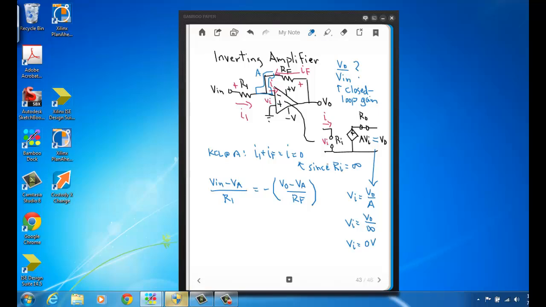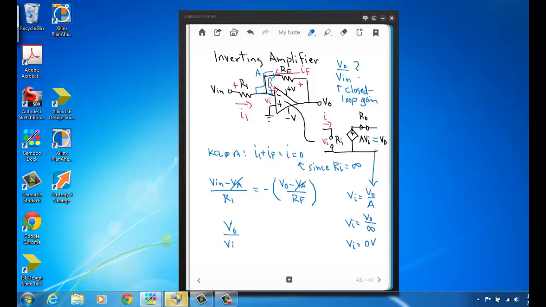Okay, so since the non-inverting input is grounded, and since this voltage across the inputs is 0, that means the voltage on the inverting input is also 0, and that's where VA is. So you see VA here can be simplified to 0, and that's because VI is 0 along with the non-inverting input being grounded.